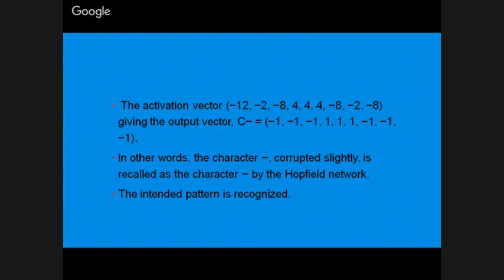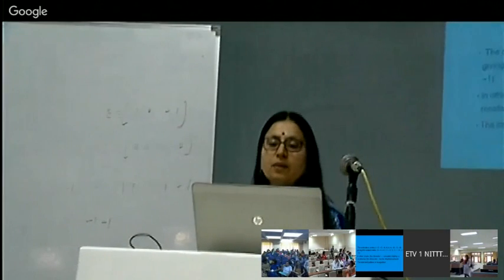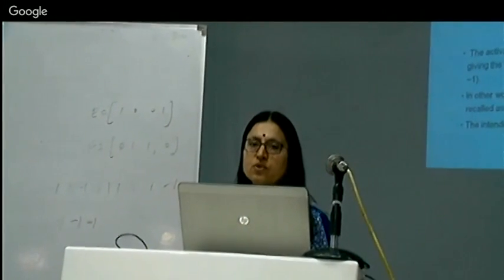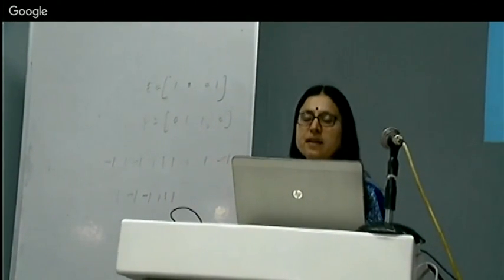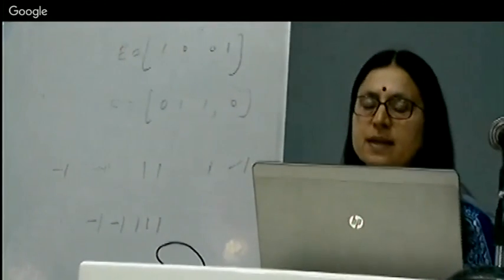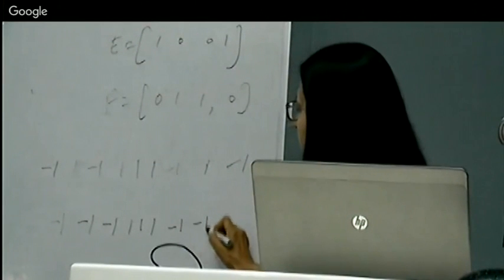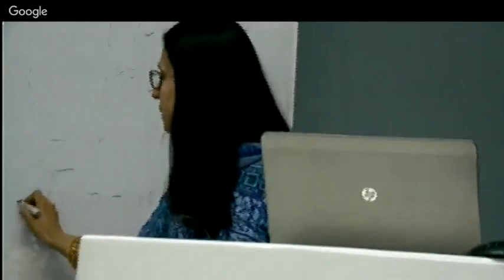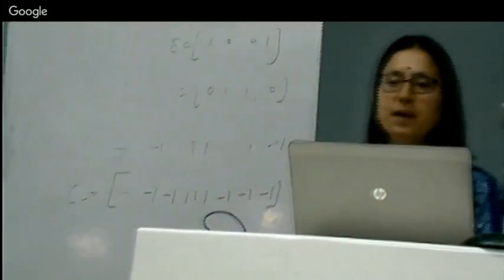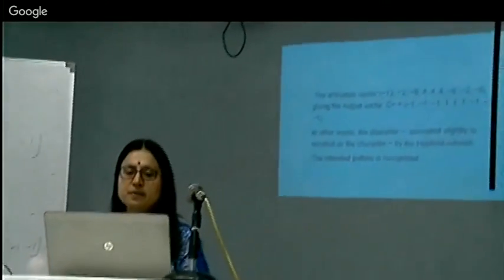If the activation is -12, the output will be -1. Again, the activation is -2, so the output will be -1. Again, the activation is -8, so the output will be -1. Now, the next three activations are 4, 4, 4, so the output will be 1, 1, 1. And then the next three activations are -8, -2, -8, so again the output will be -1, -1, -1. So which pattern is this? C minus. The input was a slightly corrupted pattern, but we could recall the minus pattern.